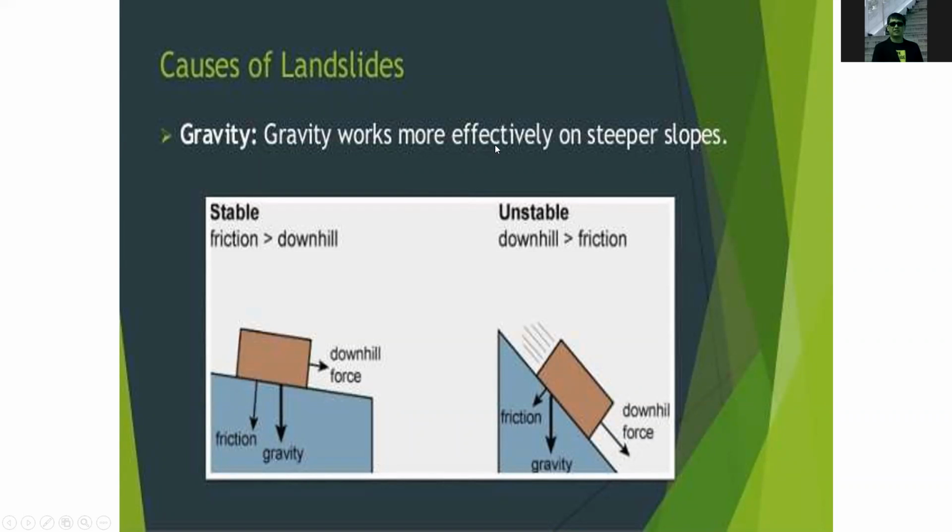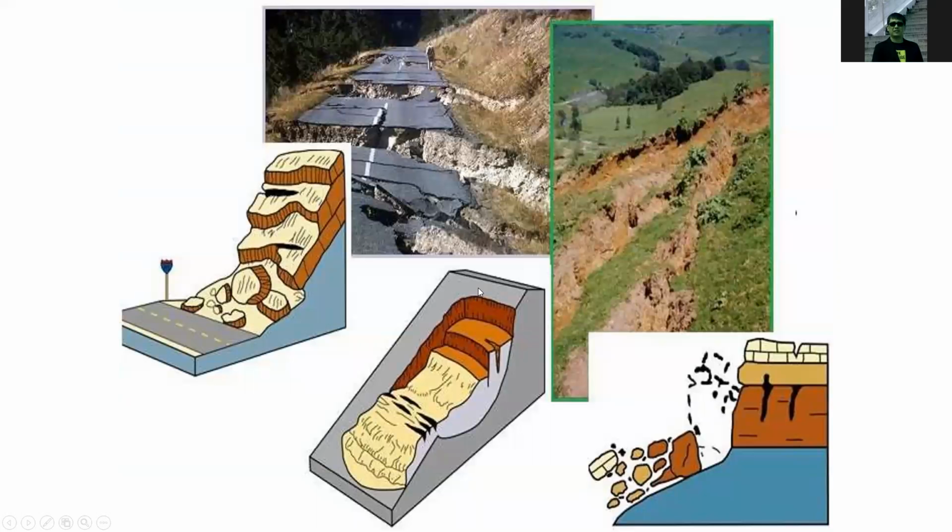Gravity works more effectively on steeper slopes. You can see that if it's steeper, the occurrence of landslide is likely to happen because of the unstable and steep slope. Because if it's a stable slope, the movement of this building may less likely occur. So these are common landslides.